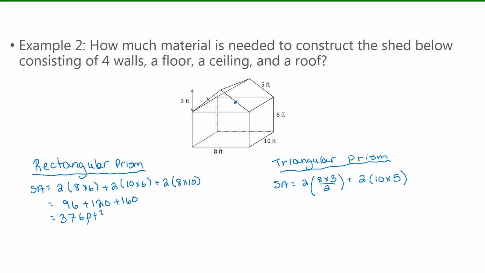Now we have another rectangle, which is this one here, the bottom of the triangular prism. But since that would overlap with the rectangular prism, I'm not going to include that. So we just have 24 plus 100, which is 124 square feet. So the total surface area here would be the sum of 376 and 124, which is 500.